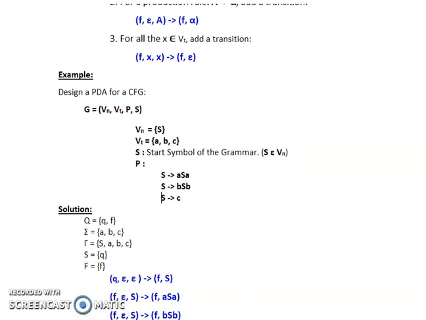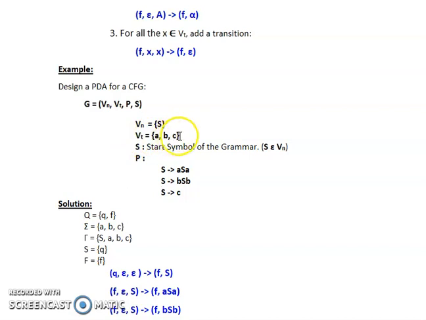That means all the symbols that are present in the set of terminals of a context-free grammar, consider this set as the input set for your push-down automata. So whatever the value of Vt, that is a, b, c, you put that value as the input symbols for your push-down automata as a, b, c.